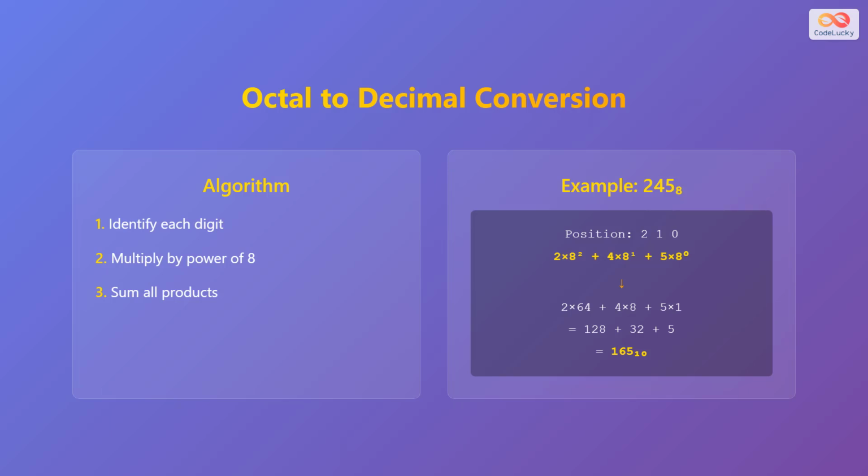Let's take 245 base 8 as an example. The positions are 2, 1, and 0. So we have 2 times 8 squared plus 4 times 8 to the power of 1 plus 5 times 8 to the power of 0, which equals 2 times 64 plus 4 times 8 plus 5 times 1, which equals 128 plus 32 plus 5, resulting in 165 in decimal.